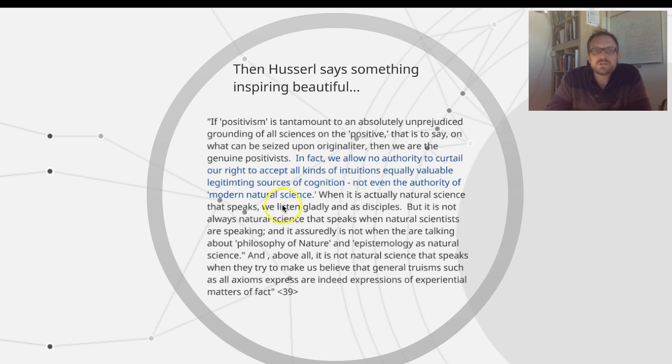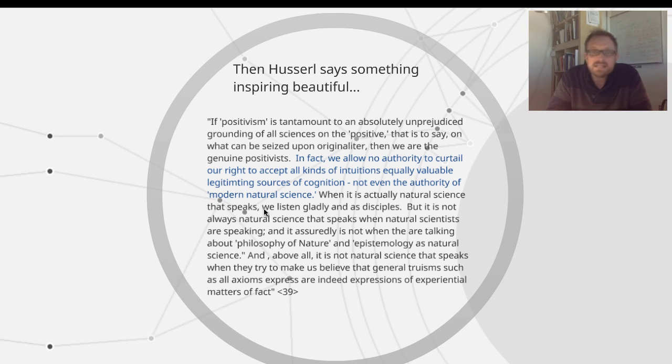"When it is actually natural science that speaks, we then gladly listen as disciples. But it is not always natural science that speaks when the natural scientists are speaking. And it assuredly is not when they are talking about the philosophy of nature and epistemology as natural science. And above all, it is not natural science that speaks when they try to make us believe that the general truisms that all axioms express are indeed expressions of experiential matters of fact."